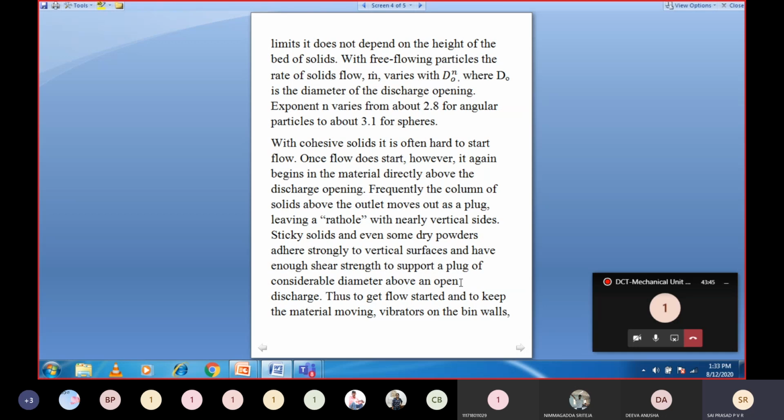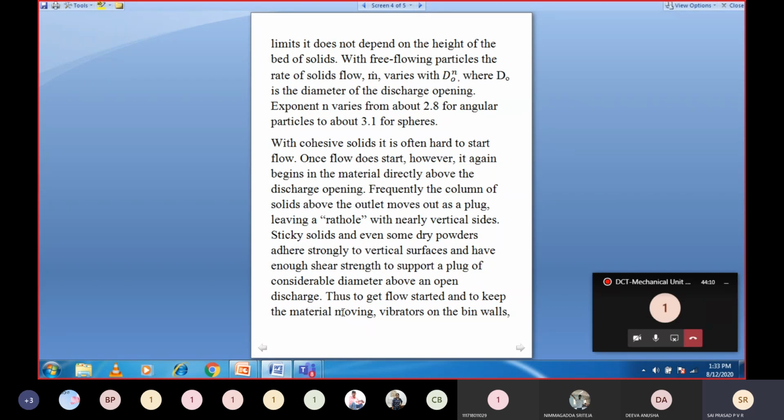Remember, what is the shear strength here? Suppose you are catching something falling from the top floor, and you are putting your hand down. What will happen? It is a shear force. The material will try to go down, but your hand will be resisting it, and you will be catching it and moving it in the opposite direction. That is the meaning of shear strength here. That will be more to resist the particles. Hence there will be a rat hole present here.